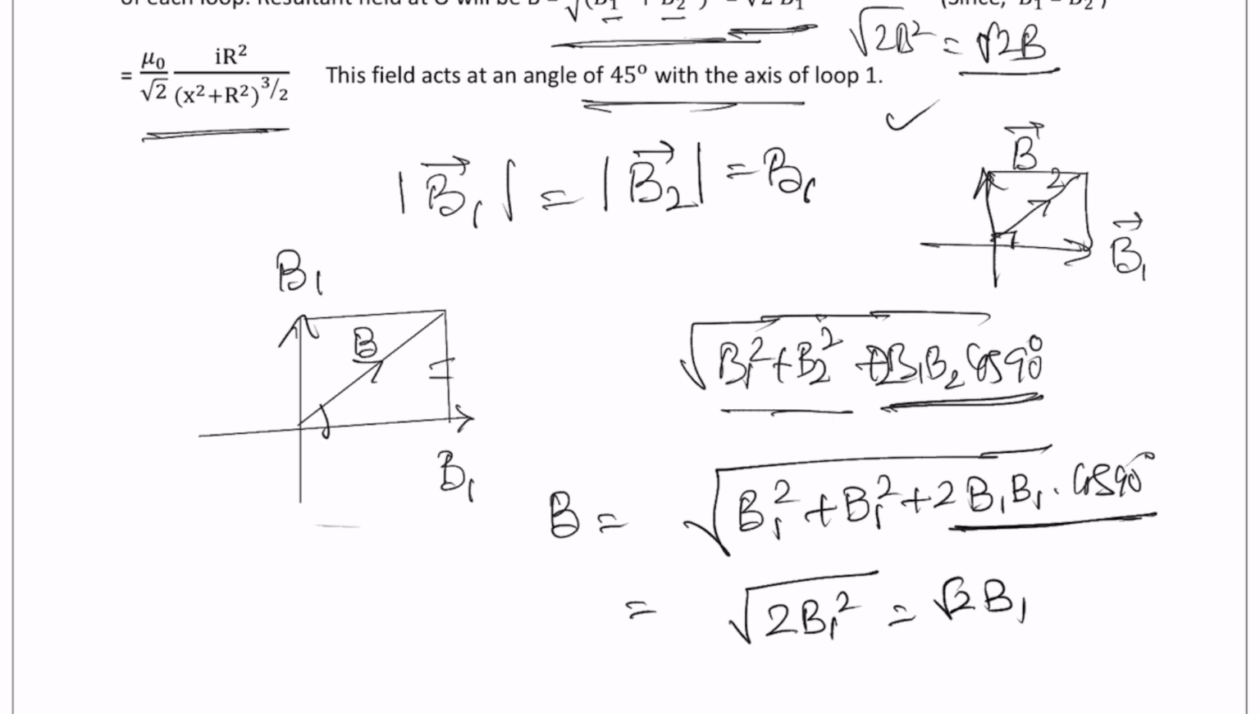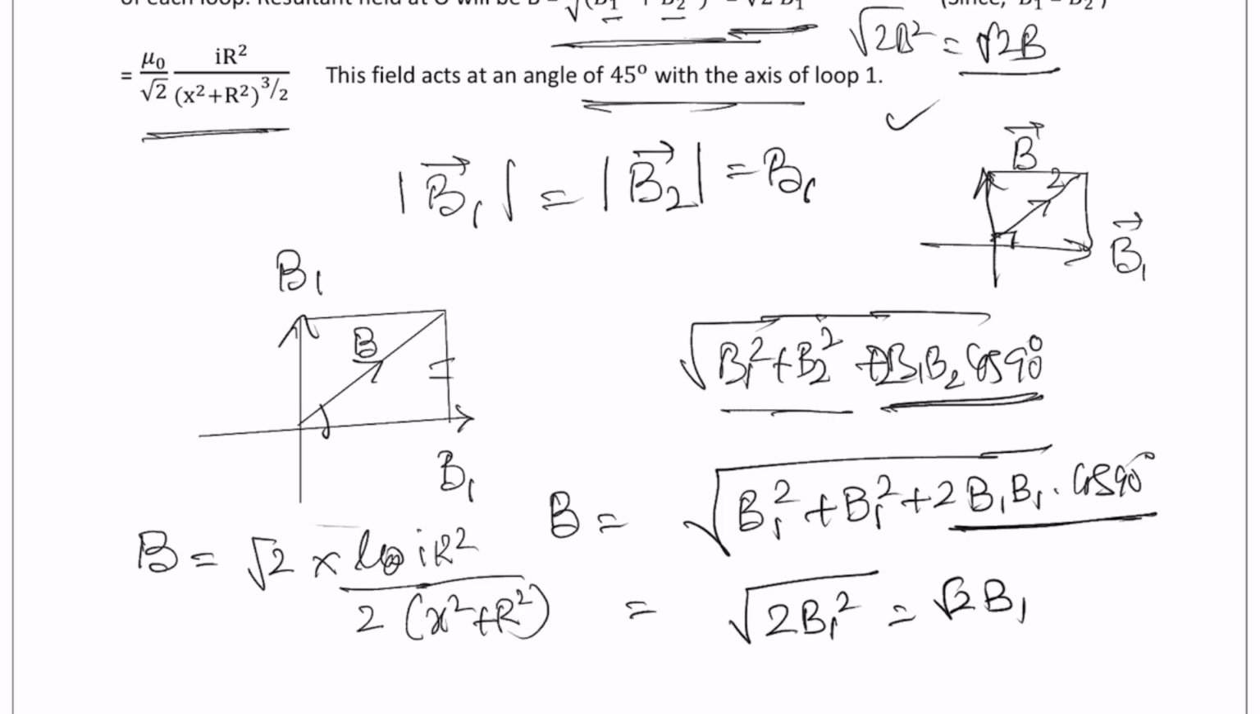So now, the magnitude of the resultant magnetic field at this point at the cross section will be root 2 times B1. B1 is how much? B1 is mu0 by 2 into I R square, divided by (x square plus r square) to the power 3 by 2. And what will be the direction?